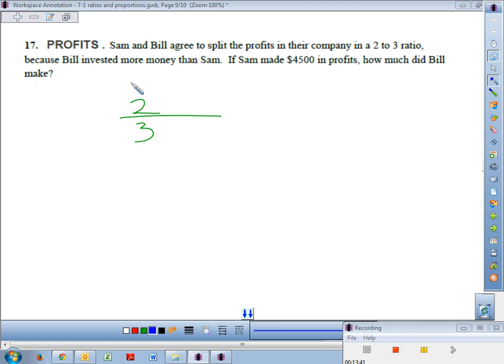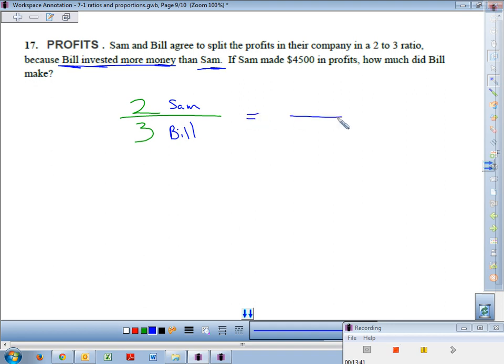The question is, who goes by what number? So, a 2-to-3 ratio, Bill invested more money than Sam. So since Bill had more money, Bill would go by the bigger number. 3 is the bigger number. And Sam goes up here. So for every $2 that Sam invested, Bill invested $3. And if this guy is Sam over Bill, and this guy is Sam over Bill.